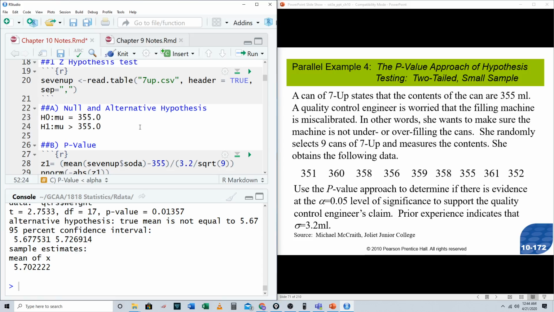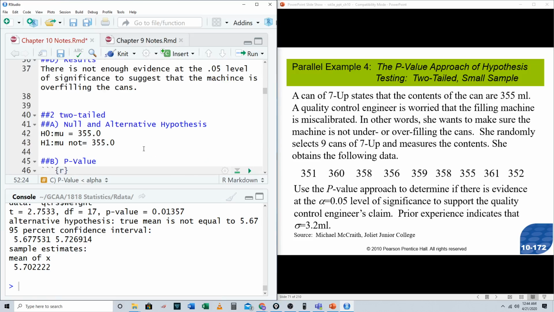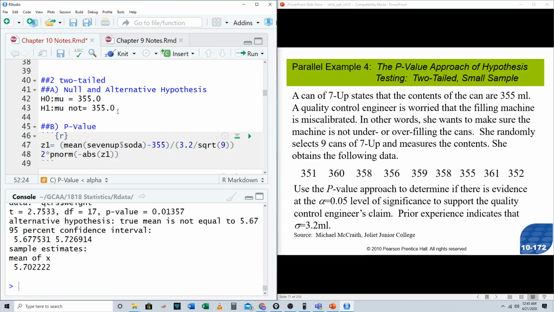All right. Now, if we're given the sample mean, we can just type in the sample mean here. We don't actually have to find it. We can just type it in. That's real nice.